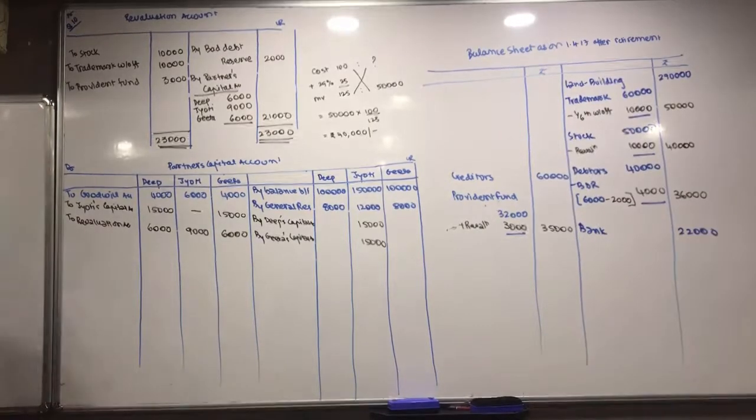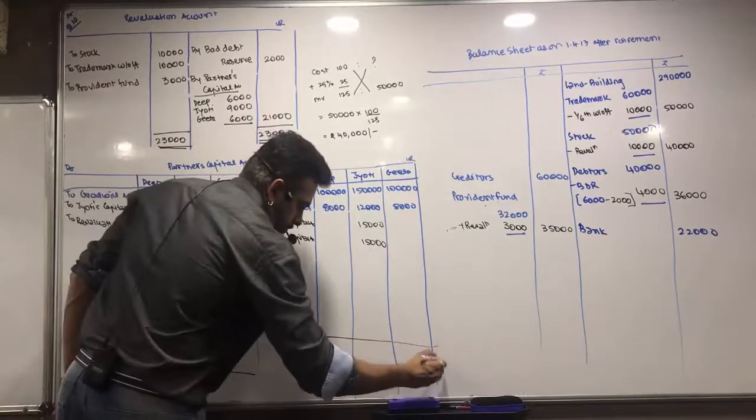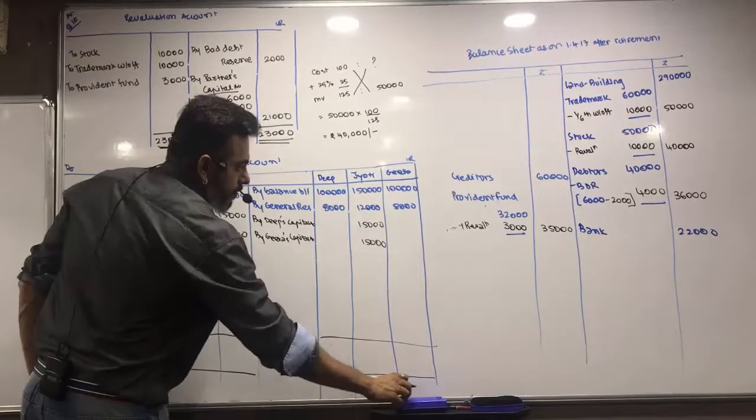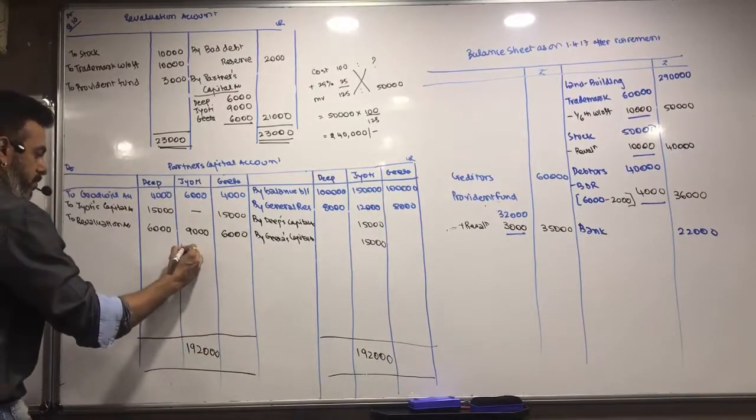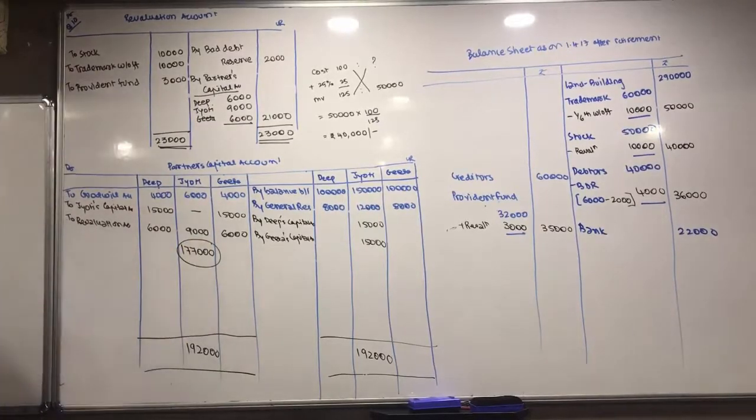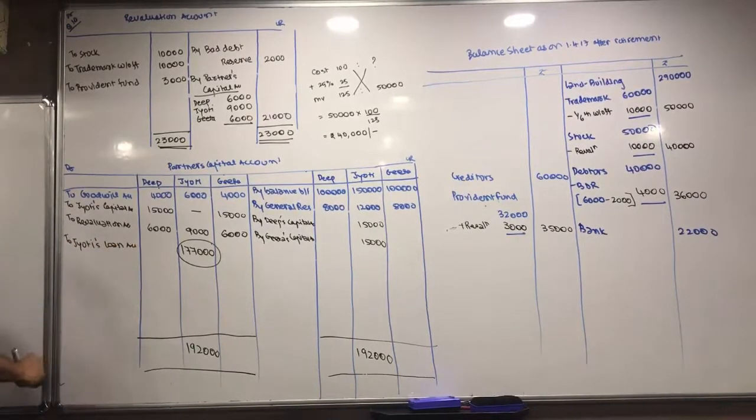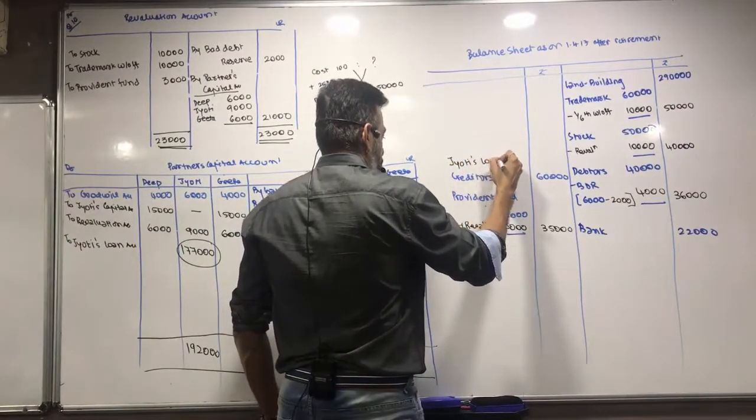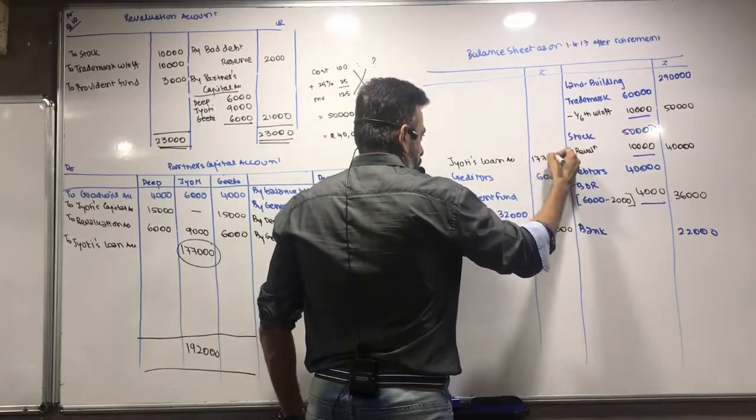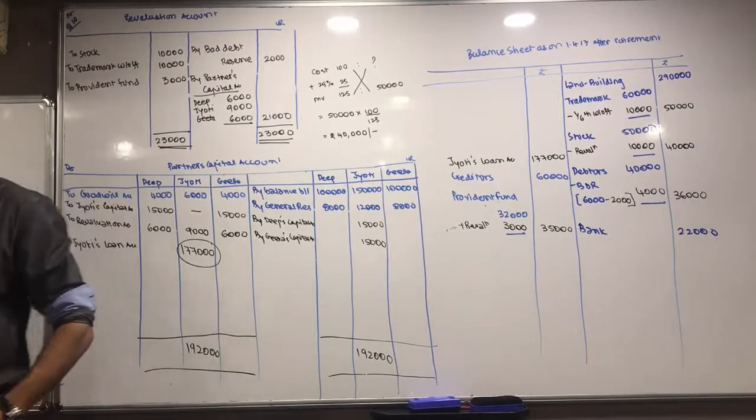So far it is done. Now first of all we will close Jyoti's account. 1,77,000. Now, this will transfer to loan. So, to Jyoti's loan account, 1,77,000. Okay, now look into the question, please.